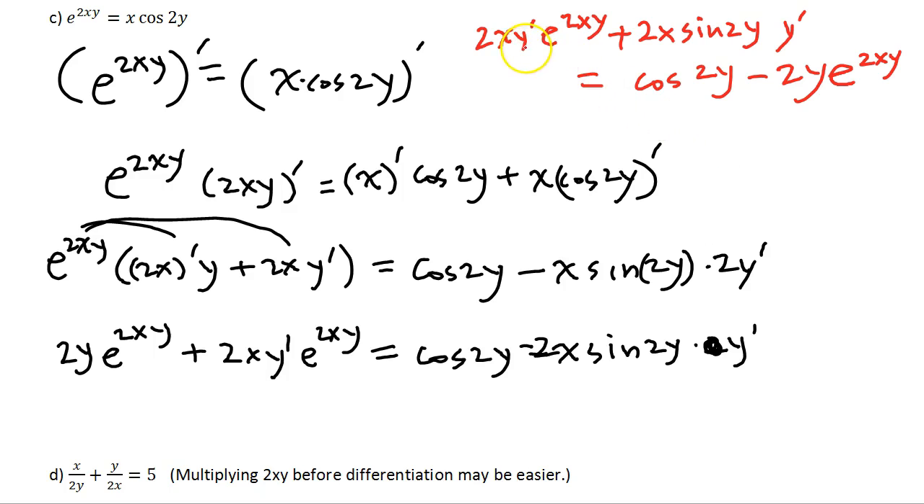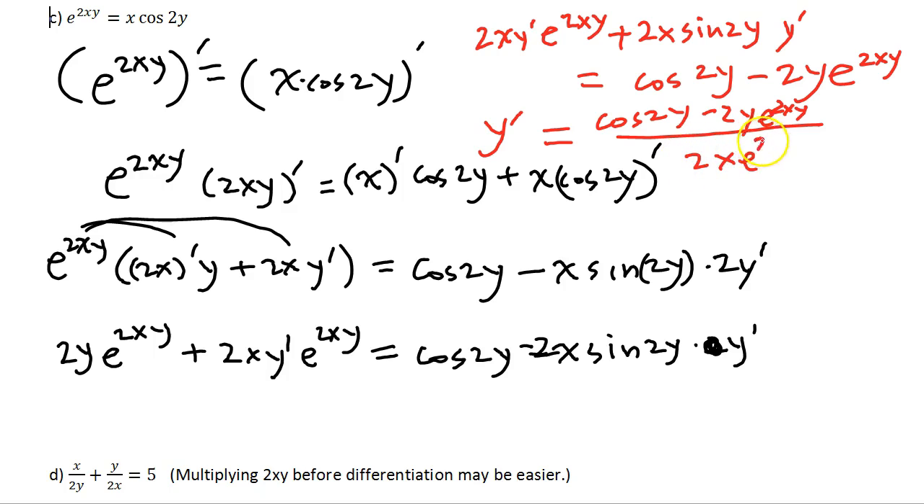Okay, and then if I factor out the y prime and divide by the parentheses I create by factoring this out, I get y prime as cosine 2y minus 2y e to the 2xy divided by 2x e to the 2xy plus 2x sine 2y. So that will be the answer.